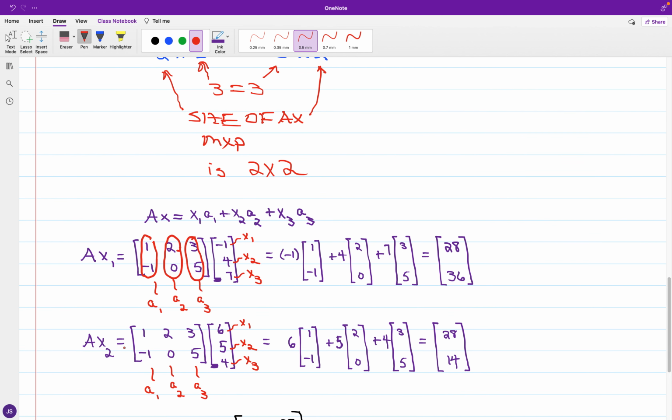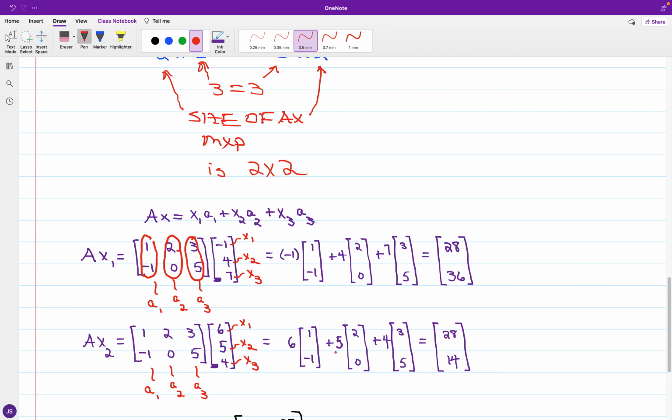If I take the second column in X, which has the values 6, 5, and 4, and apply 6, 5, and 4 over A of 1, A of 2, and A of 3, just like I did with -1, 4, and 7 moments ago, I get 6 plus 10 plus 12, which comes out to 28.